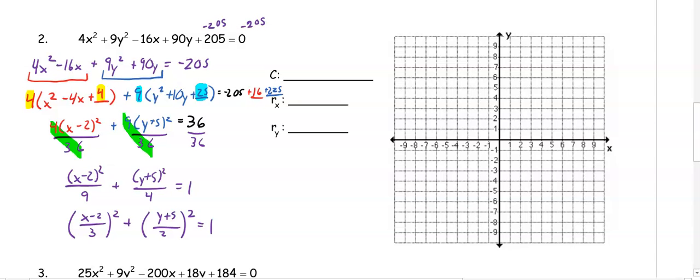So when we go to graph, our center in this case is going to be (2, -5). Our x radius is 3, and our y radius is 2. So when we go to graph this, we go to (2, -5). The x radius is 3, so we're going to go 3 to the left and 3 to the right. And our y radius is 2, so we're going to go up 2 and down 2. And then we can connect our points.